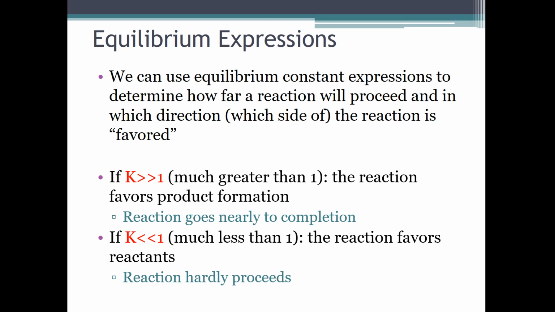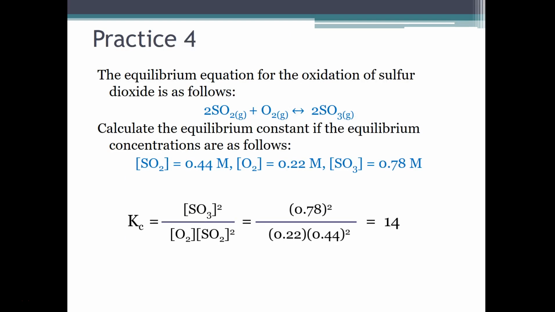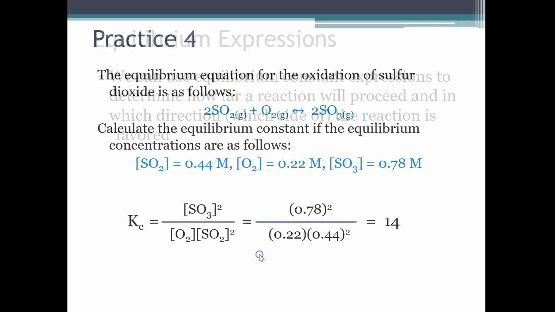Now we have to think about this mathematically. If we go back to the previous slide, if we look at the equilibrium constant expression for this equilibrium we have here, if K is going to be a very large value, much greater than 1, then that tells us that the numerator, the concentration of sulfur trioxide, must be much greater than the combination of the concentrations of the reactants. If the value for K was very small, then the denominator would need to be much bigger than the numerator, which means we would need to have a lot more reactants than we do products at equilibrium.